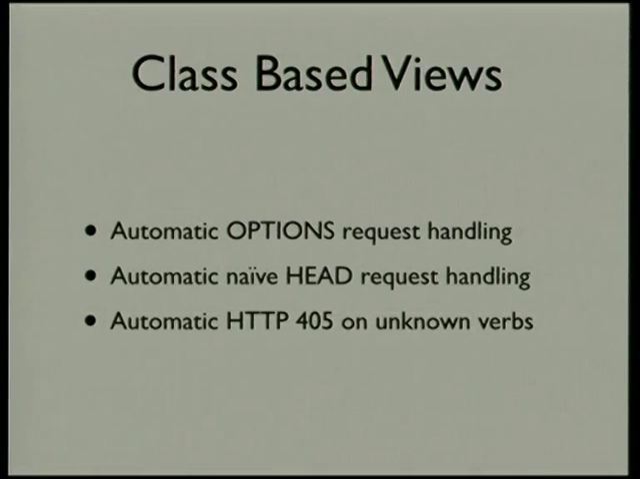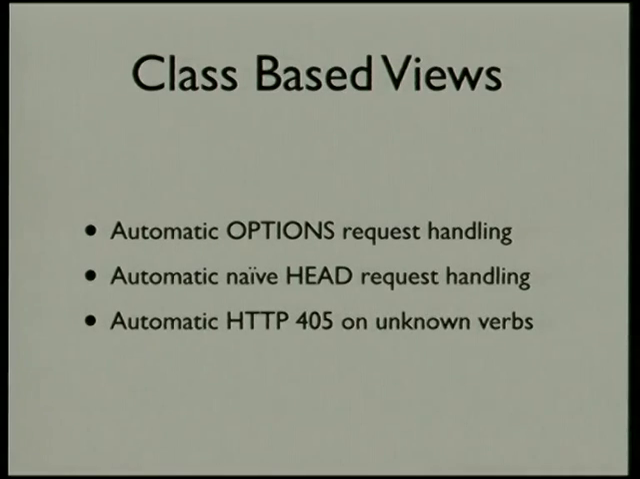We do automatic naive head handling. Again, head is a type of request you can issue to a HTTP server, and it says, essentially, give me back the headers, but not the body of this request, of the request for this resource. We can do that by just doing a get and not giving you the body. Now, okay, that's obviously not the most efficient way of doing it, because you are still computing the body, you're just not returning it. But as a first pass, it's a reasonable approximation, and it will enable you to support head requests. It also gives you an automatic HTTP 405 for unknown verbs.